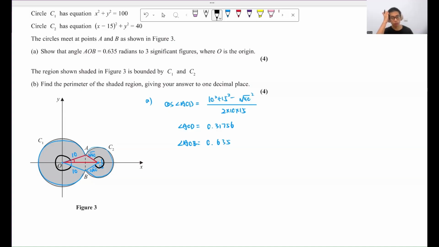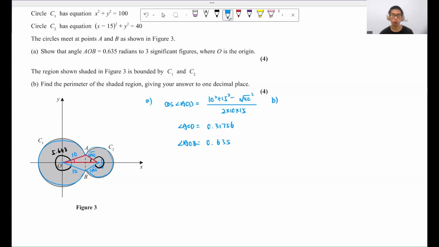So for the bigger circle, it's simple. We just use 2 pi minus 0.635 to get the bigger angle, which is 5.648. And then for the other one, I'm going to do the same thing as before. I'm going to work out this angle and then double it. Then use 2 pi minus that to get the final angle.